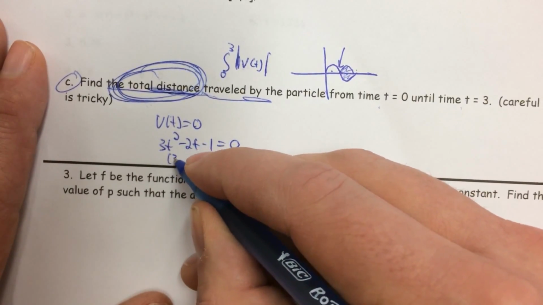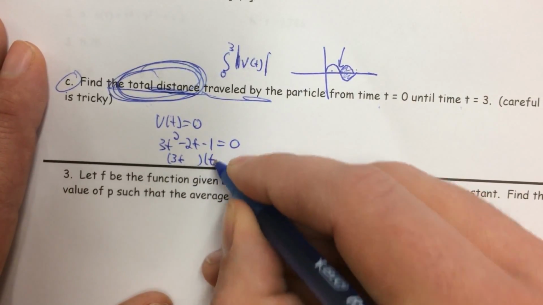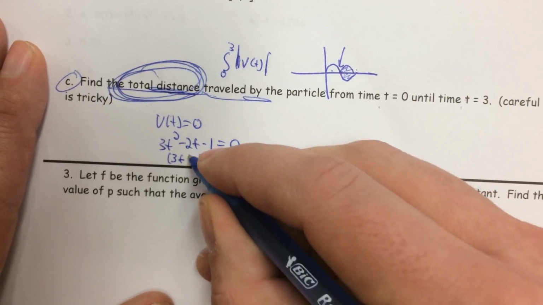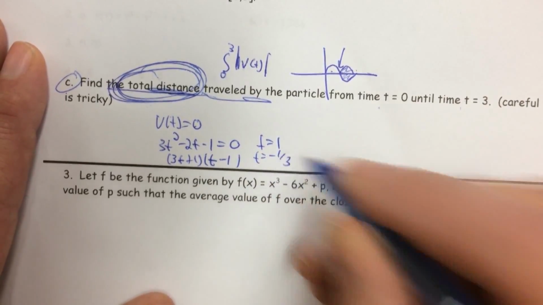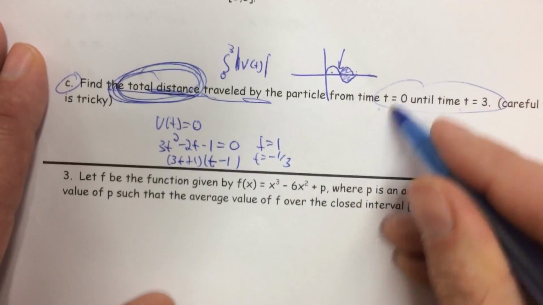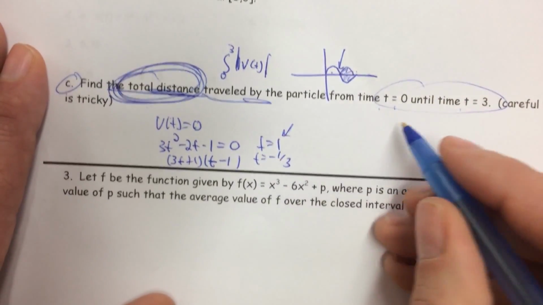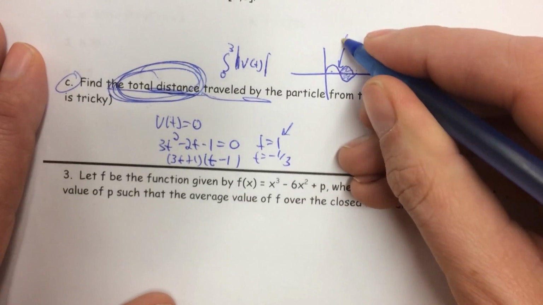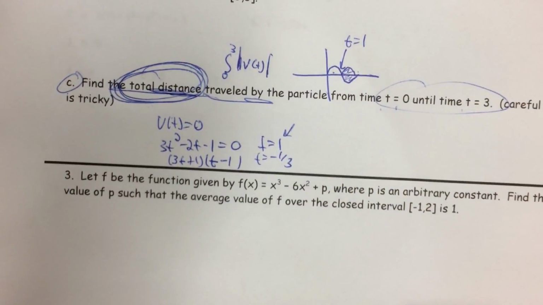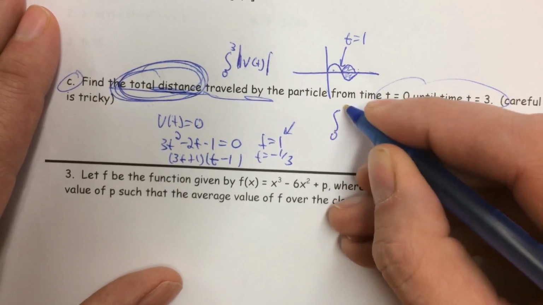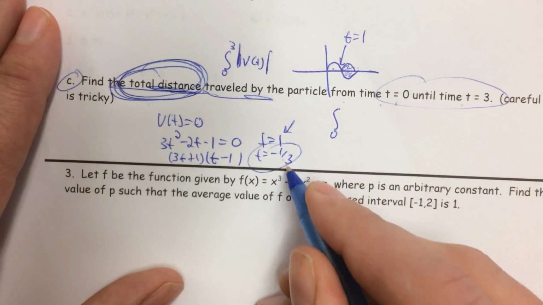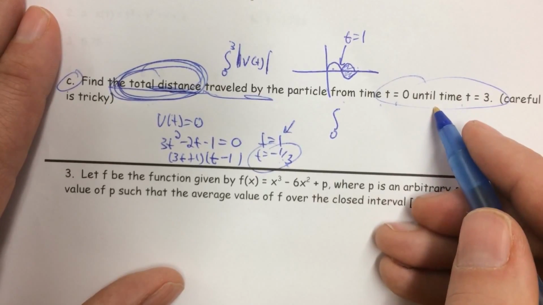This can factor. This is 3t times t, and it's minus 1 plus 1. So t equals 1 and t equals negative 1/3. So there is a time between t equals 0 and t equals 3, at t equals 1, where the velocity changes directions. And so what we're going to do is the integral from 0. Notice that this time the velocity also changes directions, but it's not between here and here.